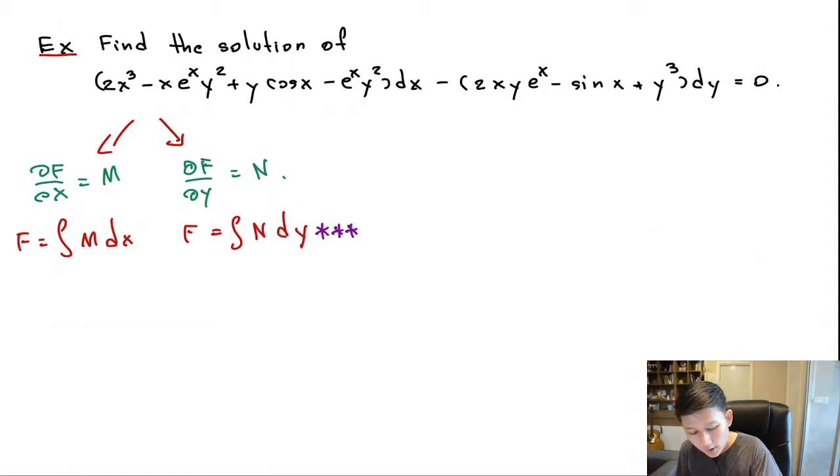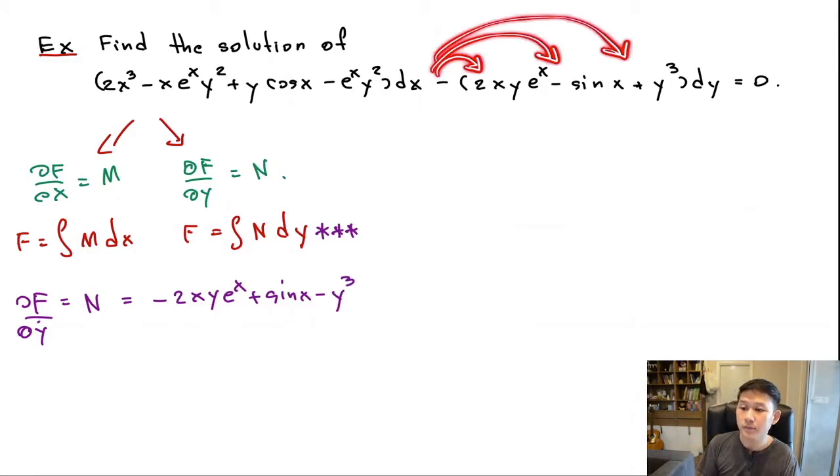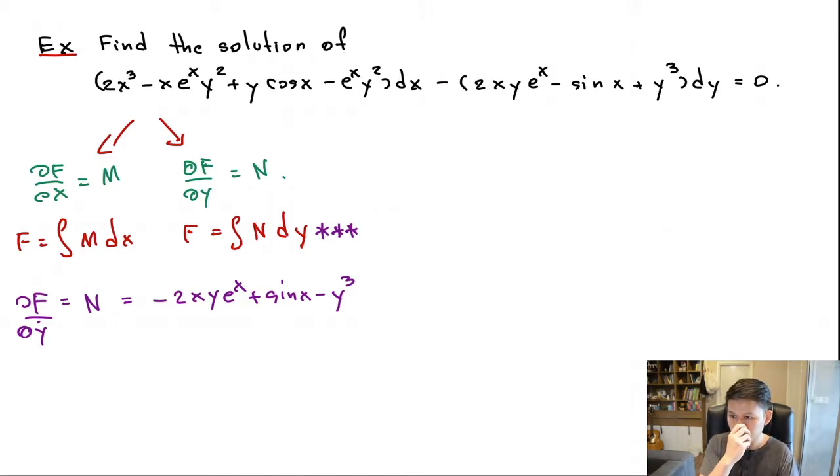Cool. So let's begin. I'll begin with f equals the integral of df by dy, which is n, which is minus 2xy e to the x plus psi x minus y cubed. Okay guys, I just pushed the minus sign into the parentheses. So let me know if I do anything wrong. Just text me afterward. I'll fix them.